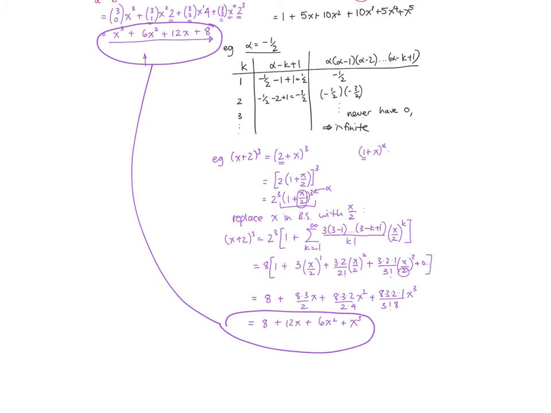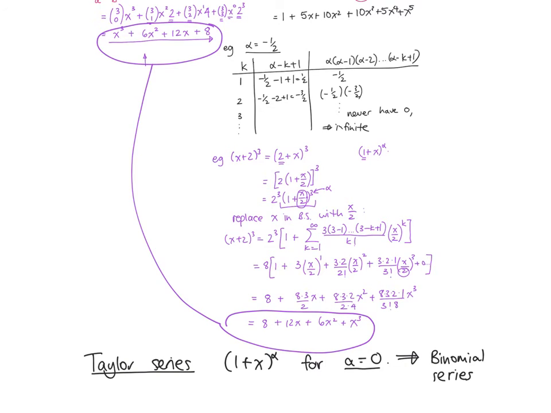Now, you might be wondering how all this links to Taylor series and Taylor polynomials. Well, if you were to work out the Taylor series for 1 plus x to the alpha for a equals 0, you would actually get the binomial series. You can check that for yourself. And just a bit of recap, you might also sometimes see the Taylor series for a equals 0 as the Maclaurin series.